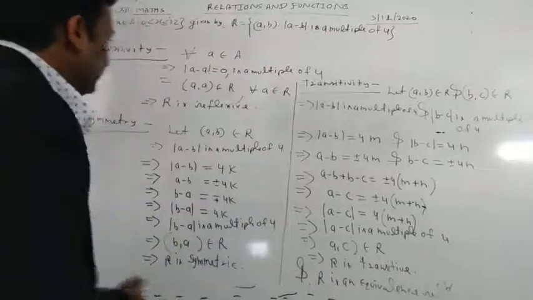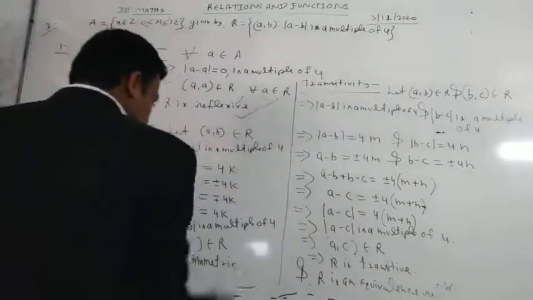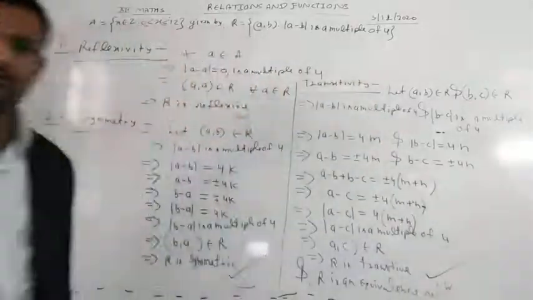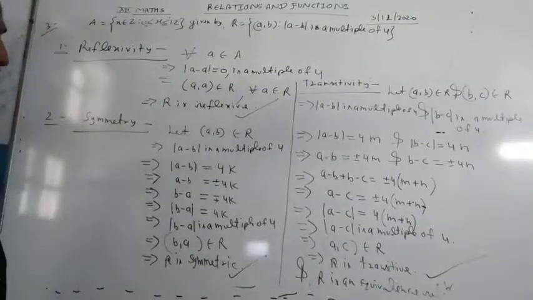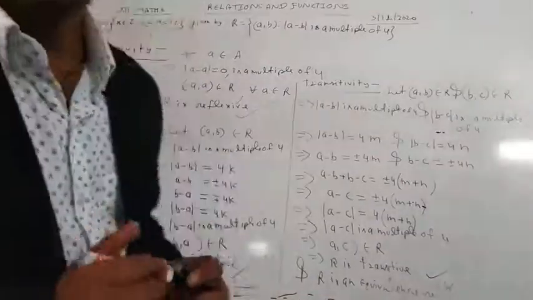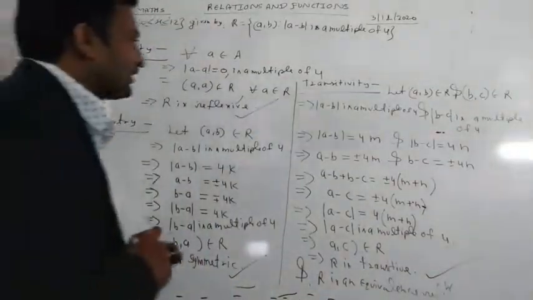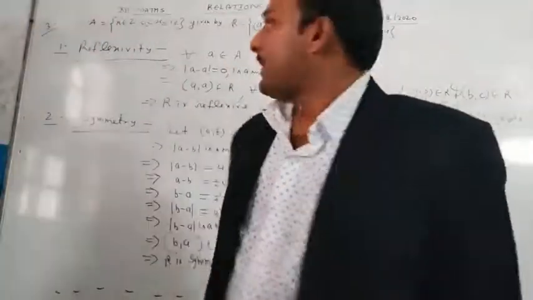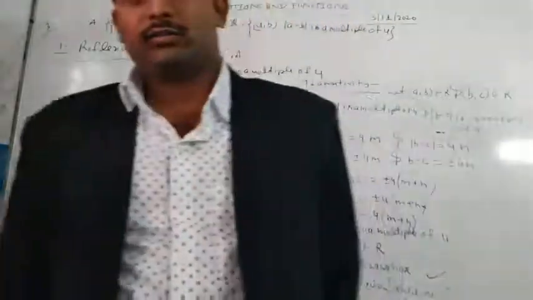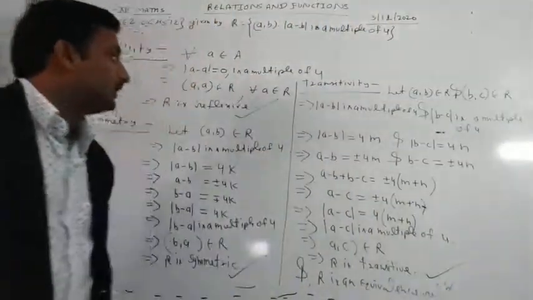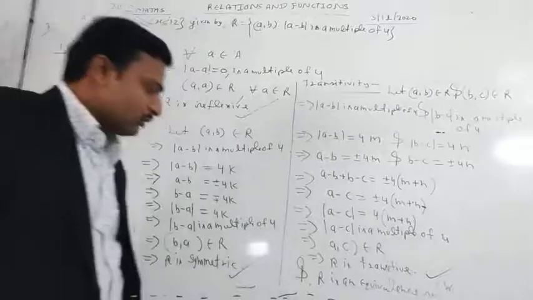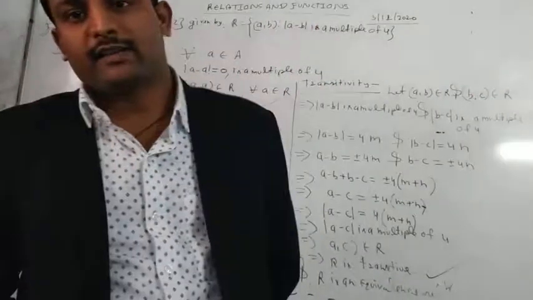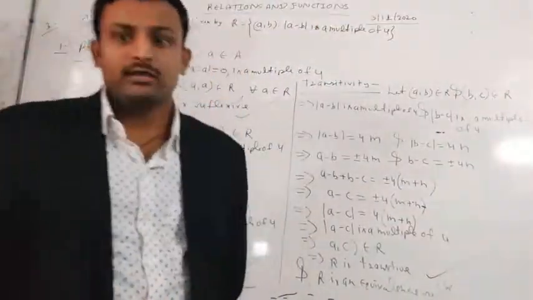So we have proved that R is reflexive, R is symmetric, and R is transitive. On the basis of these three observations, we can say that R is an equivalence relation. Okay, I hope you understand, students. Today we have seen some questions of function and some questions of relation. Now we will see some other questions based on function and relation in the next class. Okay, students. So thank you.